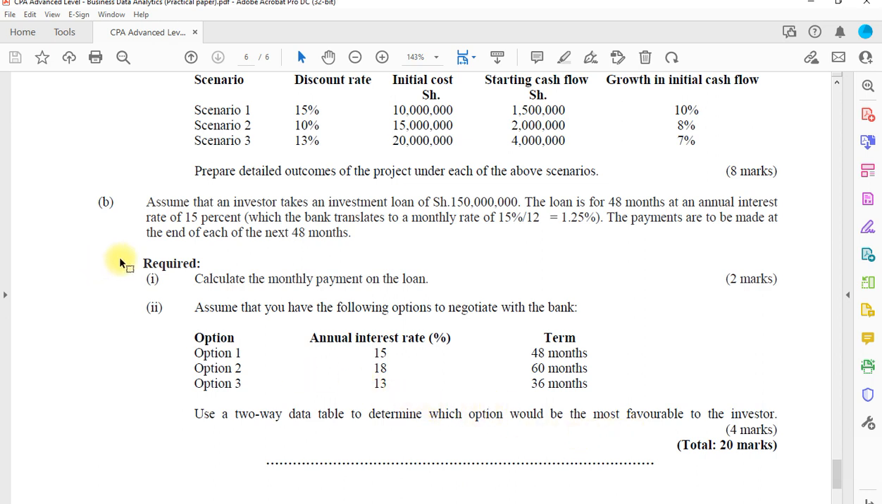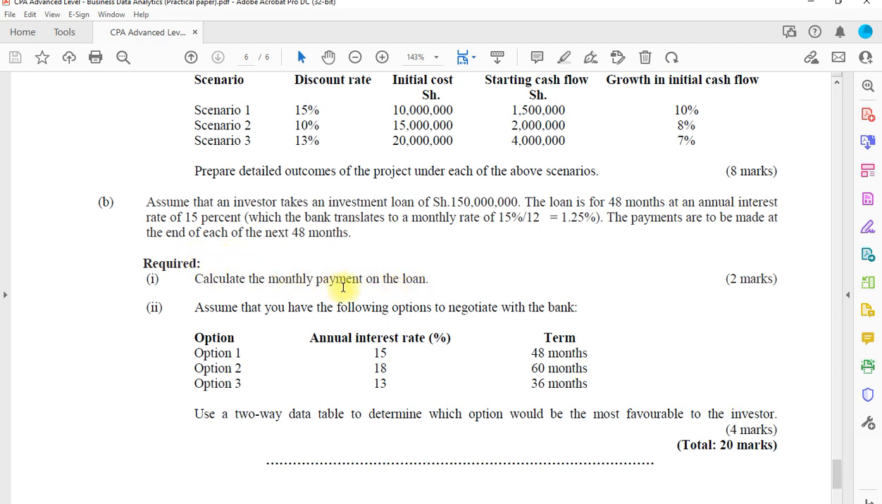So I will read through the question, and it says, assume that an investor takes an investment loan of 150 million. The loan is for 48 months at an interest rate of 15%, which the bank translates to a monthly rate of 15% divided by 12, which is 1.25% per month. The payments are to be made at the end of each of the next 48 months. So you are required to calculate the monthly payment on the loan.